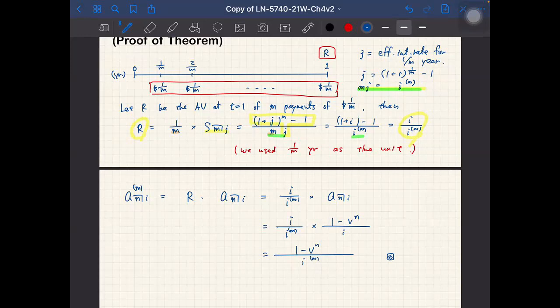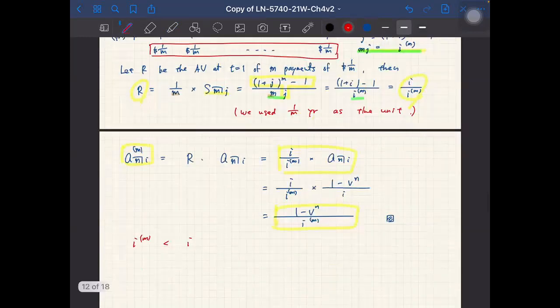So now we have proved that a angle n superscript m is equal to this quantity, or we can say this quantity. And i superscript m is slightly smaller than i. So that means a angle n superscript m is slightly larger than a angle n if the interest rate is the same.